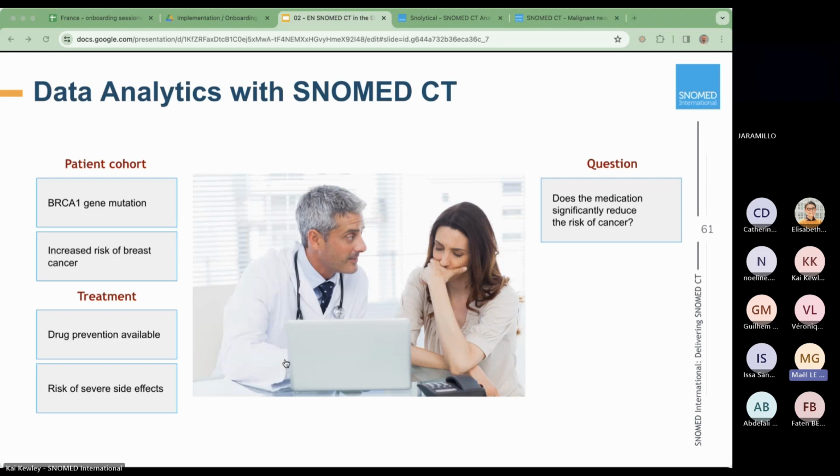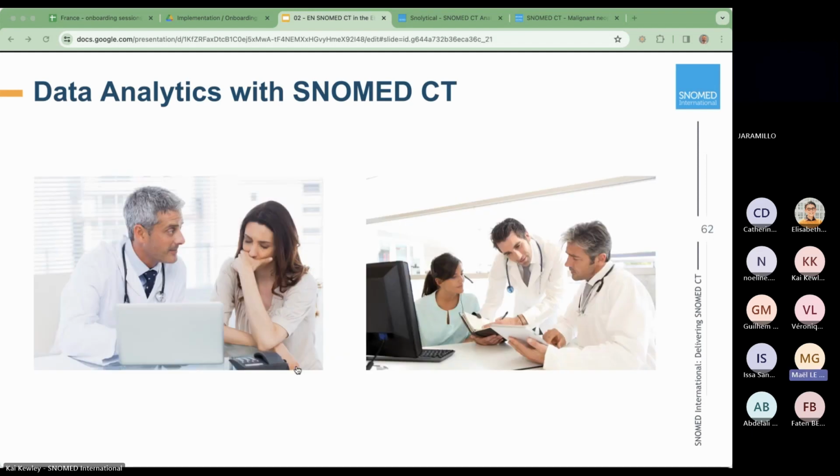There are some treatment options available. There are some drug prevention treatments, and we also know that they've got severe side effects. So the question is, how effective are these treatments? Do they significantly reduce the risk, to try and establish if it's worth the side effects? Of course, a clinician wants to be able to provide advice, and the research needs to happen to gain the medical knowledge to provide that advice.